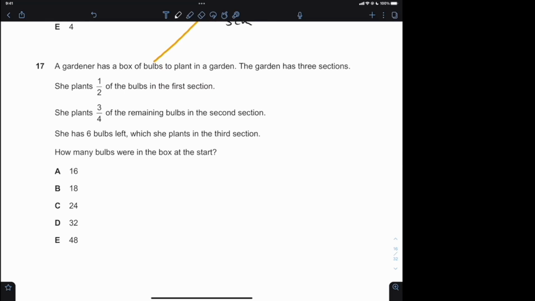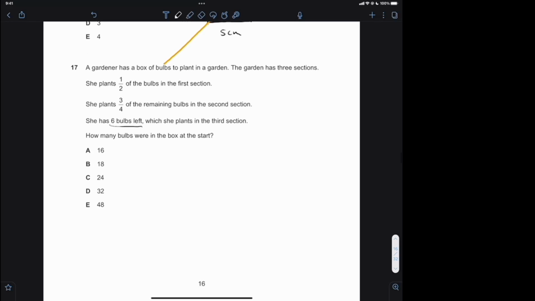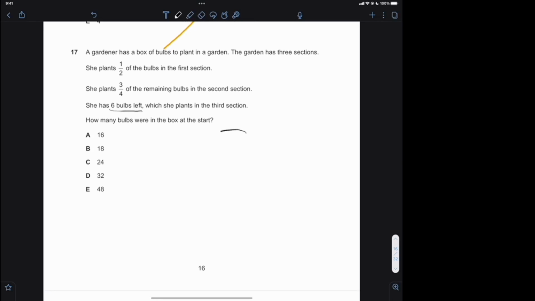A gardener has a box of bulbs to plant in a garden. The garden has 3 sections. She plants half of the bulbs in the first section, 3/4 of the remaining bulbs in the second section, and she has 6 bulbs left, which she plants in the third section. Okay, so our job here is to work out what fraction the 6 bulbs is. I often find when we're dividing something into fractions, using a circle, almost like a pie chart layout, is the most intuitive way to look at it, okay?